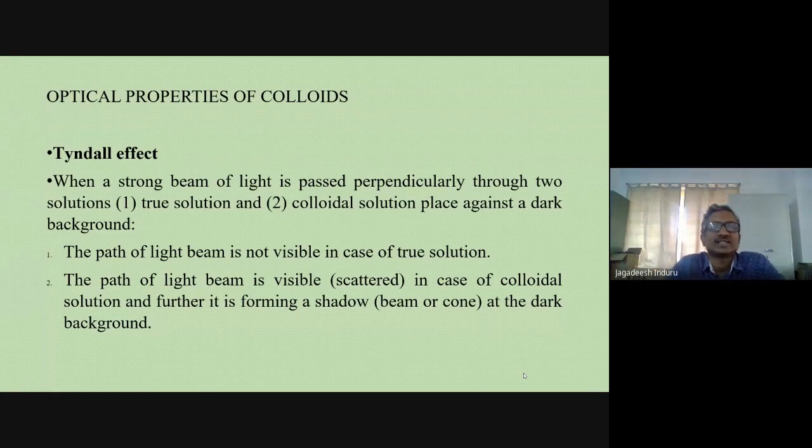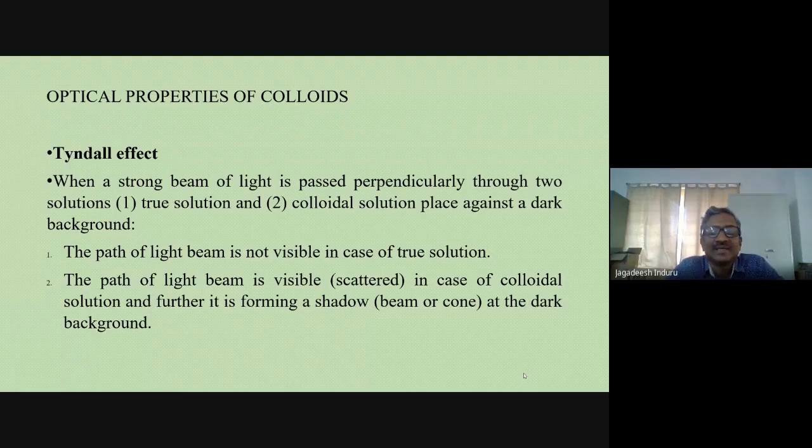So when a strong beam of light is passed perpendicularly through two solutions. One is a true solution, a regular solution, which is transparent in nature. The second one is a colloidal solution which we are studying. If you view them against a dark background, the path of the light is not visible in the case of a true solution. This is one thing we are going to observe.